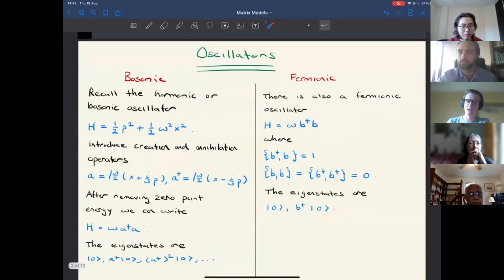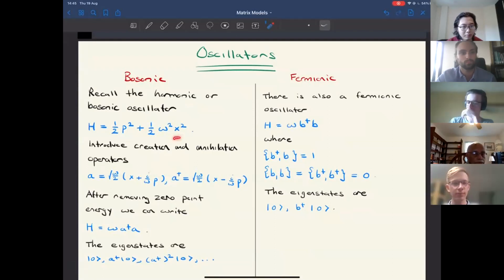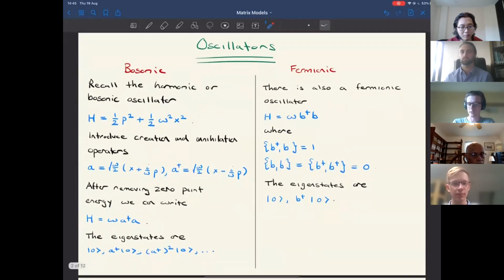So this is just some recap. So the simplest example is a bosonic oscillator. So this is just the Hamiltonian everyone knows, where you just have momentum and position. Technically, these are operators, but I just didn't put the hats on them. And we can diagonalize this by introducing creation and annihilation operators, okay? And after subtracting off the 0-point energy, the Hamiltonian can be written like this, okay? And as we know, the energy eigenstates are of this form, okay? Where this is energy 0 in this case, omega, 2 omega, etc.